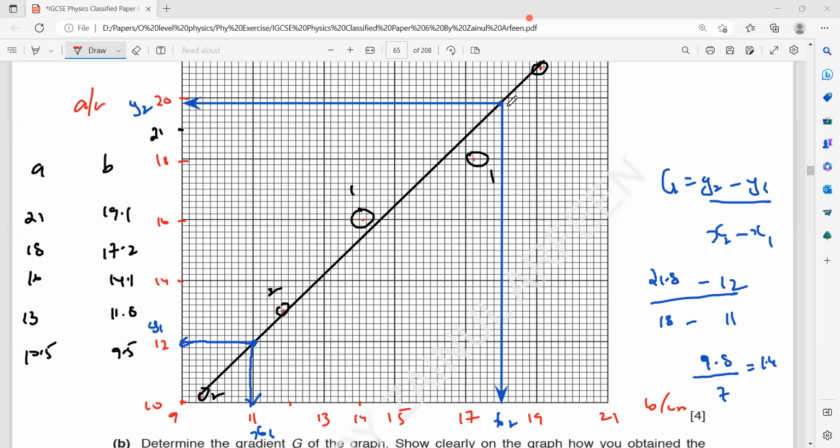So you have to show that, and don't take the same points which you used for labeling. Some students take the same points which they plotted. You cannot take the same points. You have to take two different points. You can take any points, but for a more accurate result, the distance between the points should be 5 centimeters.